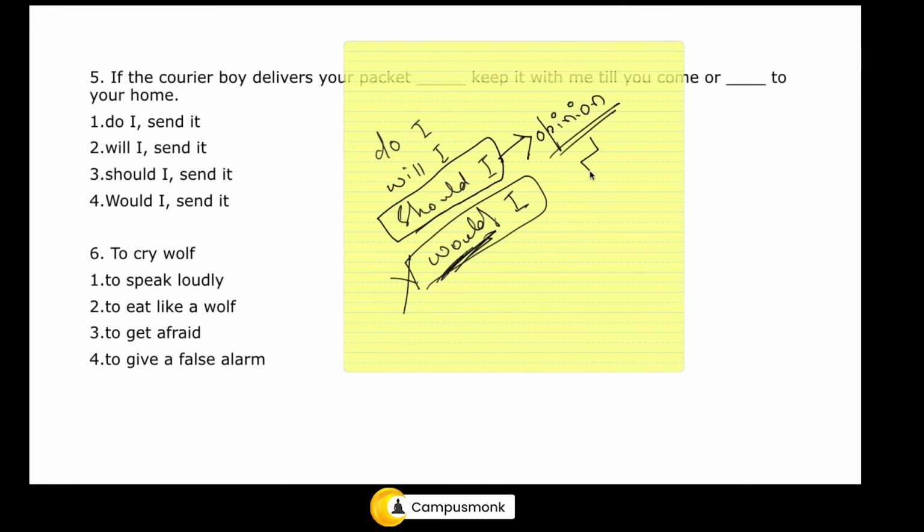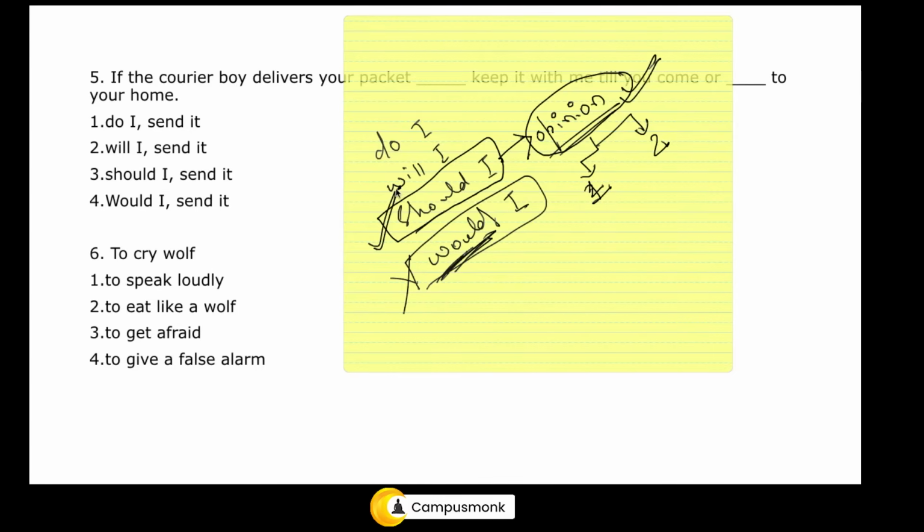So should I is used when you are seeking the opinion of the other person. You have given him two options: the first is to keep it with yourself, the other is to send it to him. You're giving him two options and you want to know his opinion. In that case, what comes across is should I. Should I keep it with me till you come or send it to your home? That is when you use should I.